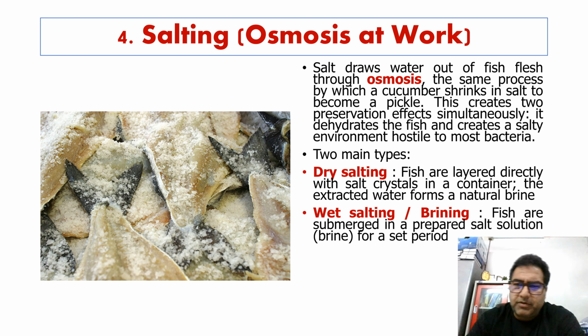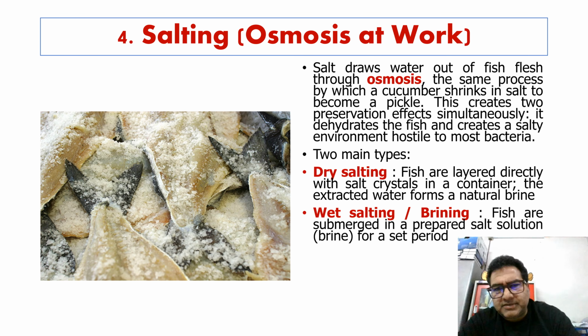It takes the water out of the fish flesh, just like when you cut a cucumber and put some salt on it, the water begins to ooze out. This creates two preservation effects simultaneously. It dehydrates the fish and creates a salty environment. So it dries the fish, that is, water is taken out, and secondly, the salt makes the environment not good for the growth of bacteria. So salt inhibits the growth of the bad bacteria, and it removes the moisture.